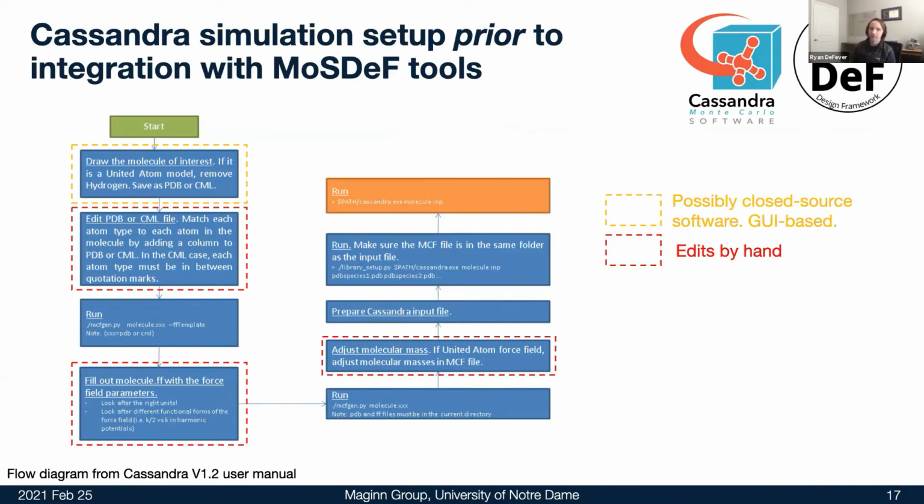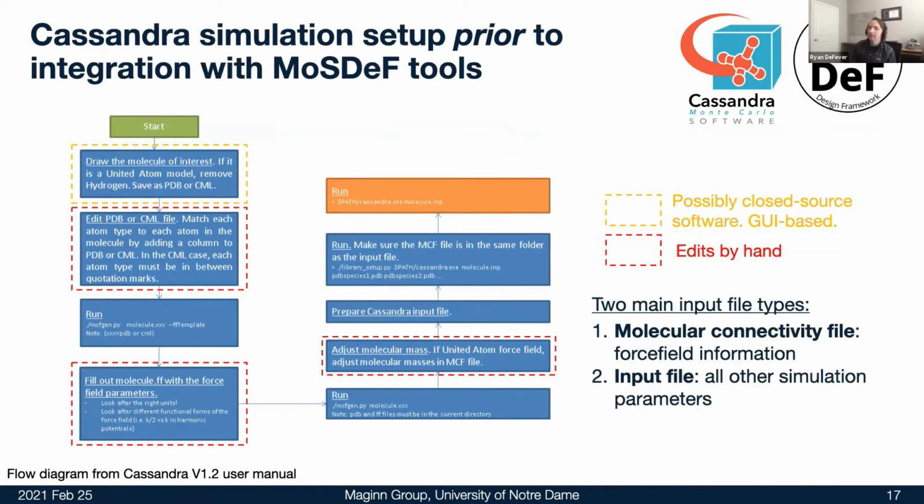So before we thought about integrating Cassandra with MoSDeF, we had this really phenomenal flow diagram in the 1.2 user manual for Cassandra of how you were supposed to set up a simulation in Cassandra. I'm not going to go through all the steps here, but the main point I want to make is there are several steps here that require edits by hand, and several steps where you might use GUI-based software, both of which we view as negative for reproducibility.